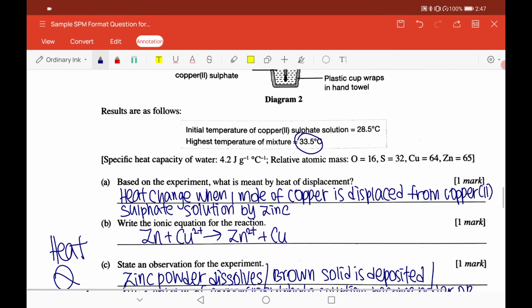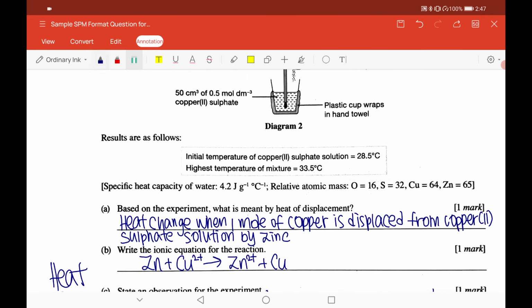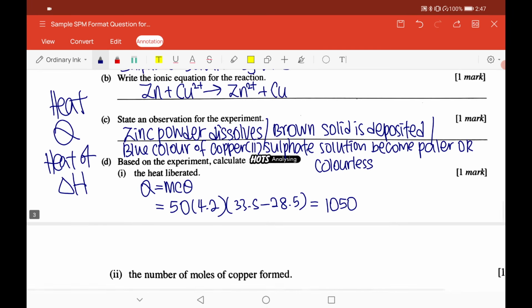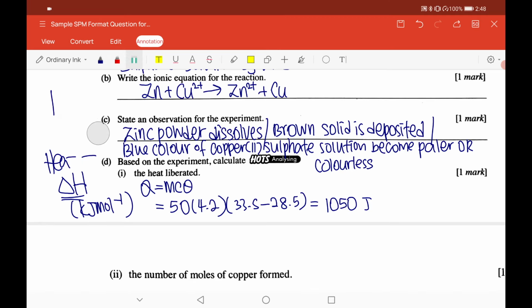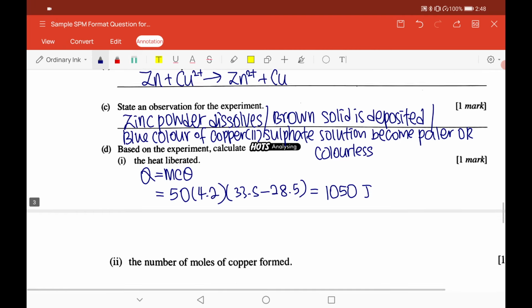Please don't forget about the unit. When you do calculation, the unit is important. We are calculating Q. Q is the heat. Heat is a type of energy, so the unit must be joule. Please remember the unit. Heat, the unit is joule. Delta H, the unit is kilojoule per mole. I keep on repeating this, hopefully you can get this idea as soon as possible. The unit is very important.